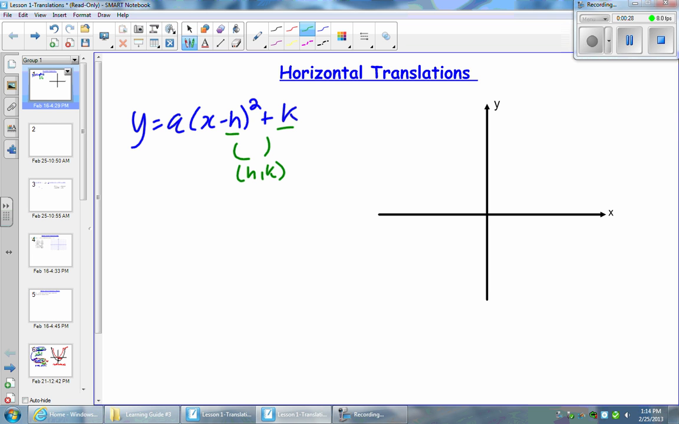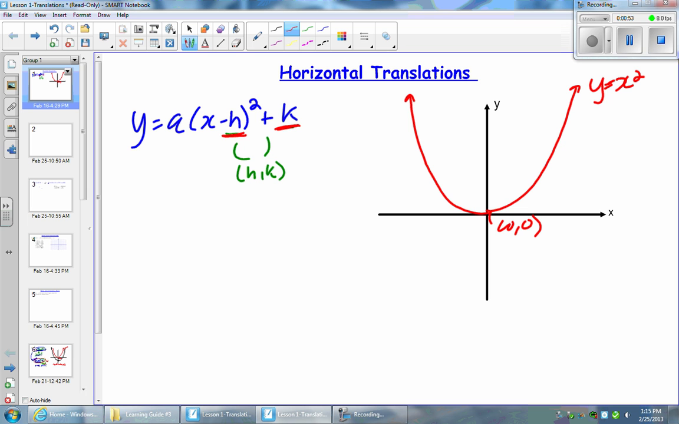Okay, so in my last lesson, I already dealt with the k value. That k value created a vertical translation up or down. In this lesson, we're going to examine the h value now. Okay, so let's go back to this graph. y is equal to x squared. So that graph is a parabola. It opens up just like this, and we have a vertex of (0, 0).